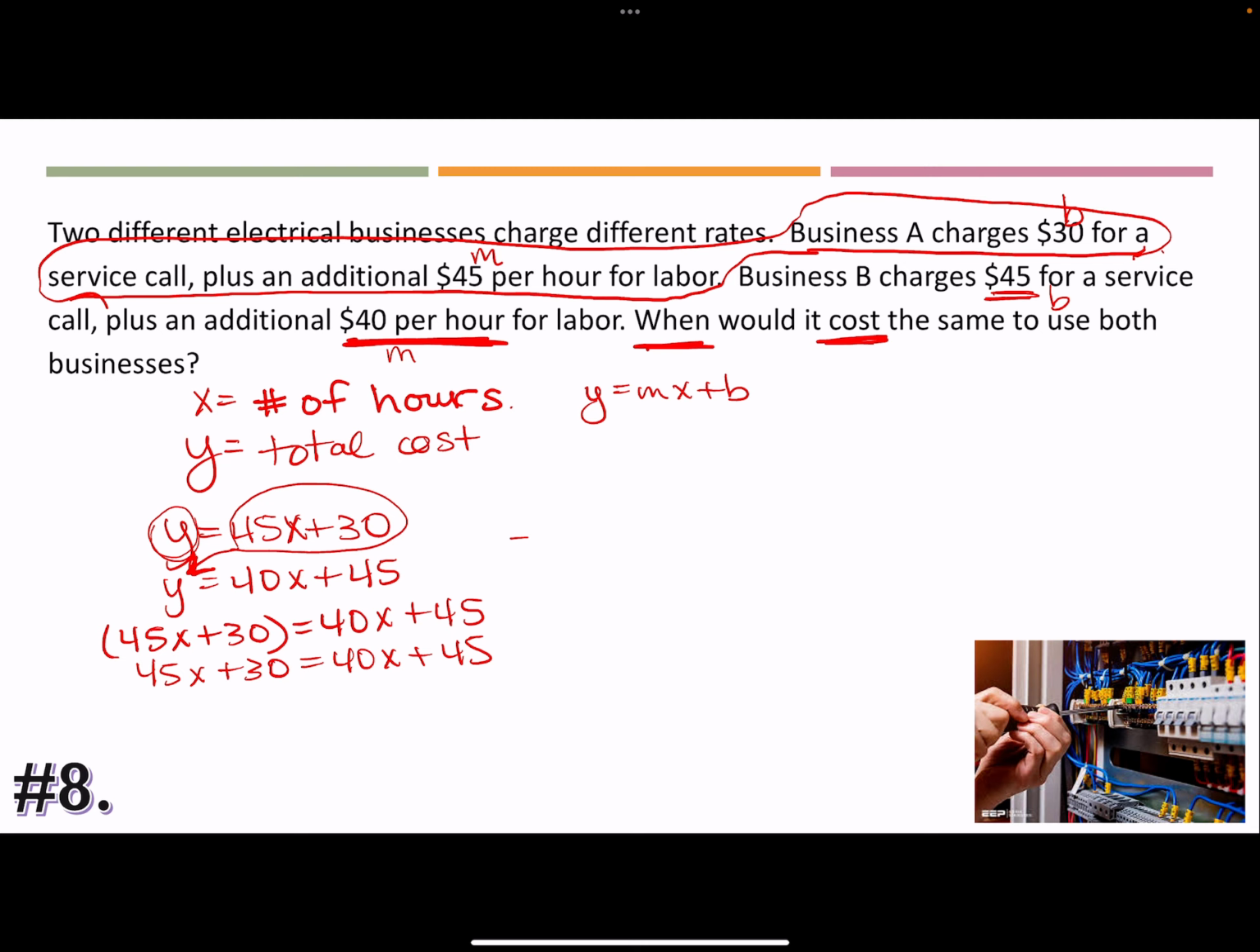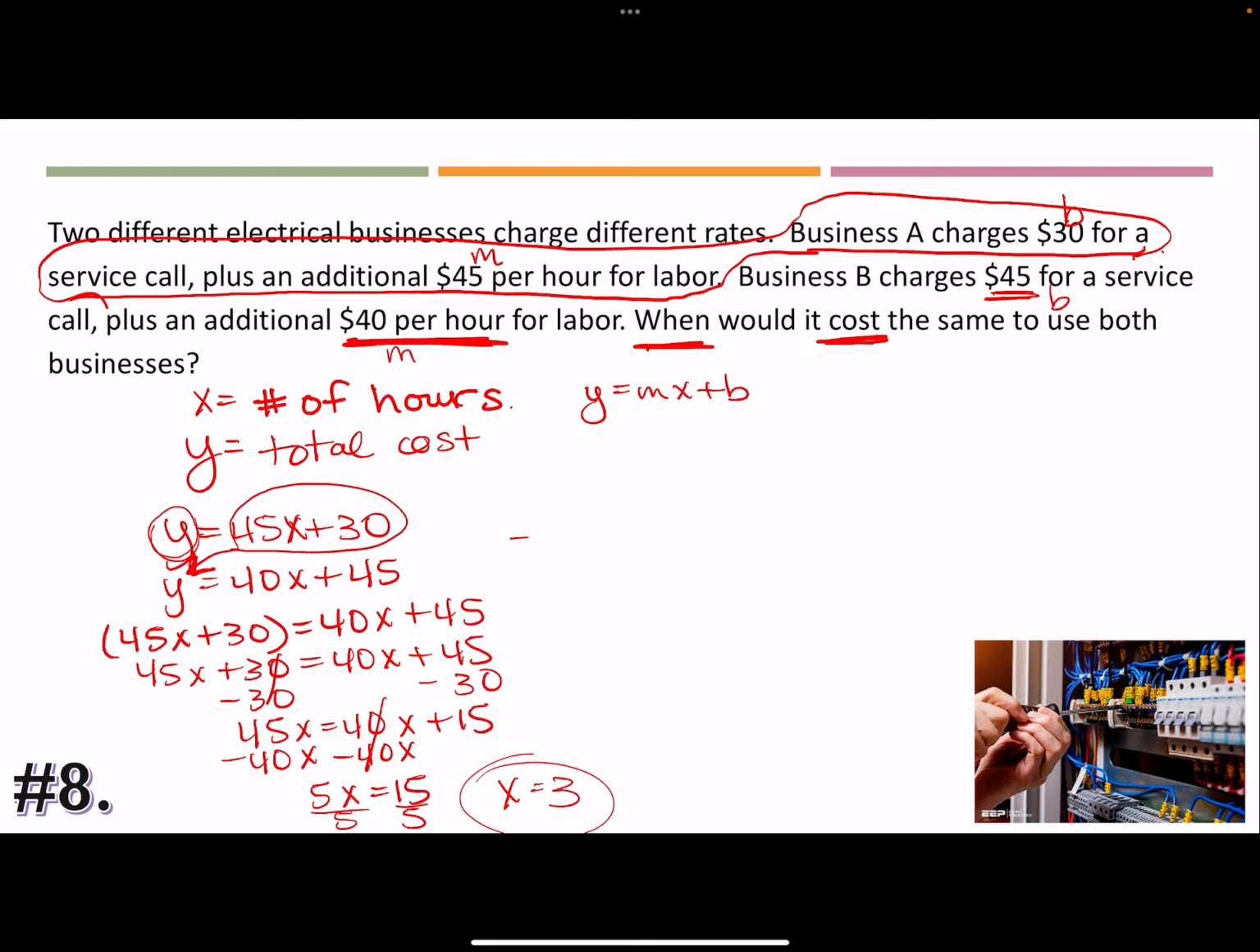If we want to get x by itself, we're going to get the plain old numbers, the constants, together. And then we want to get the x's together. They're on different sides of the equation. So I'm going to subtract 40x from both sides. And I have 5x is equal to 15. I divide both sides by 5. I get x equals 3.